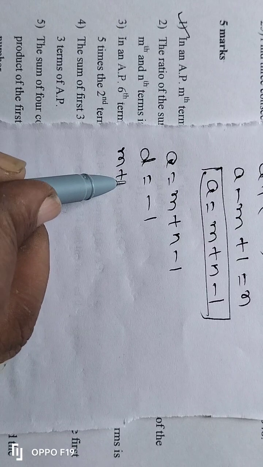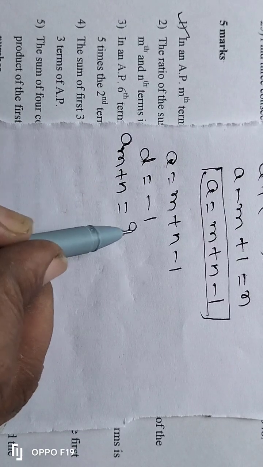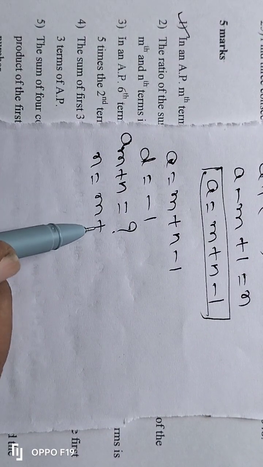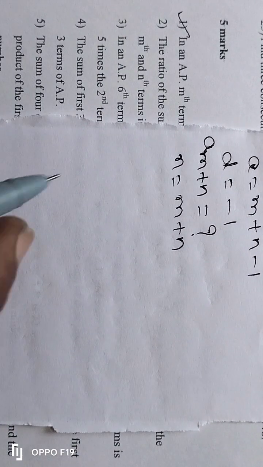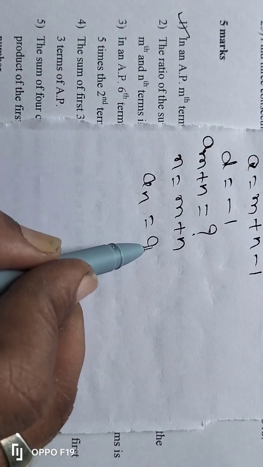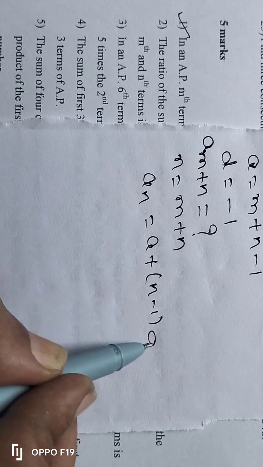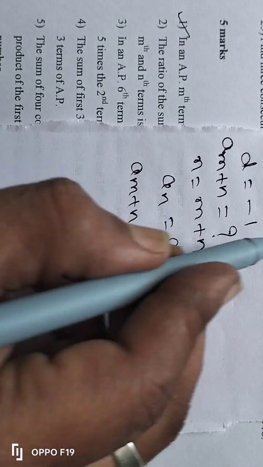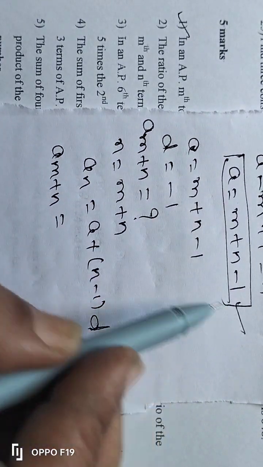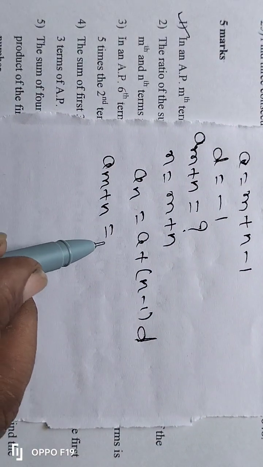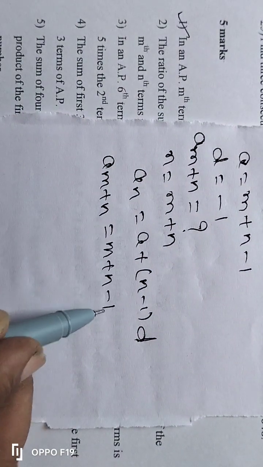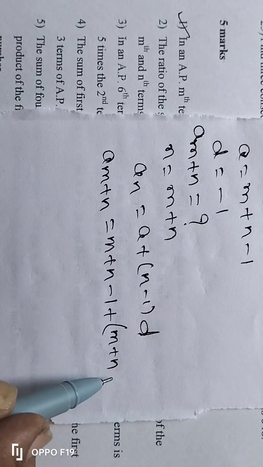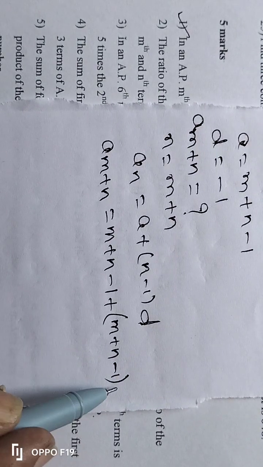Now we have to find the (m plus n)th term. a(m plus n) is equal to question mark. So here in place of n you have to substitute m plus n. Now put the an formula. What is an? An is equal to a plus (n minus 1) into d. Here n means m plus n, which is equal to a, which is m plus n minus 1, plus (m plus n minus 1) into d, and d is minus 1.